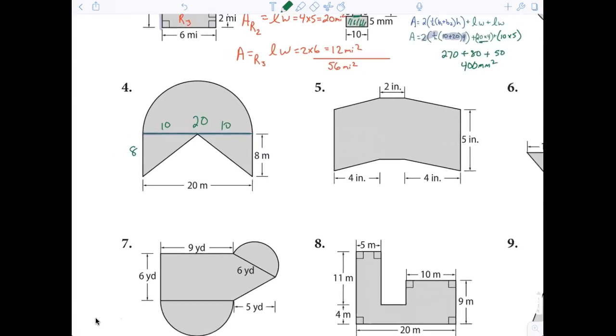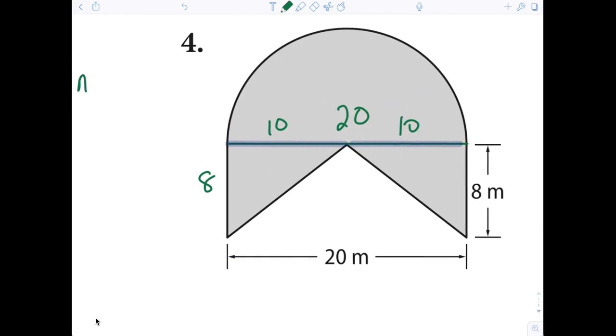So let's go off to the side here and put area equals. What's the top figure again, Carter? Semicircle. What's the formula for area of a semicircle? A equals 1/2 pi r squared. That's right. Area deals with squares.